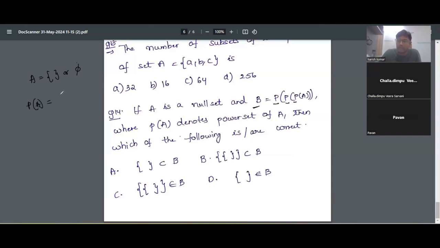How many elements will it contain? It will contain only one element. And what is that one element? The empty set. I can write it like this, or I can write it like this. You can also verify this: if set A is containing 0 elements, then power set will contain 2 raised to the power 0. What is 2 raised to the power 0?